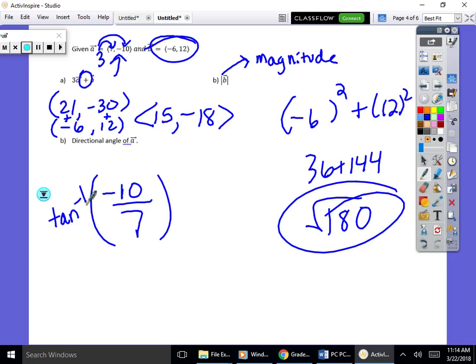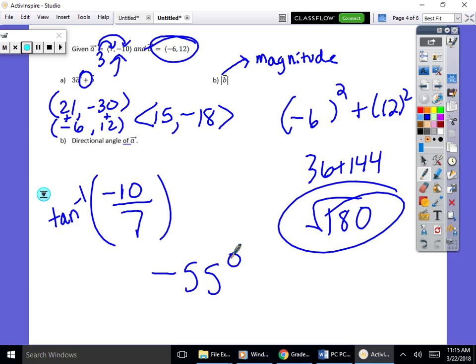Because it wants the directional angle, and tan goes with slope. So second tan, negative 10, divided by 7. Oh, it helps if I type the full number. Divided by 7. What did you guys get? I have an answer. What did you get? Negative 55 degrees, and I am done.